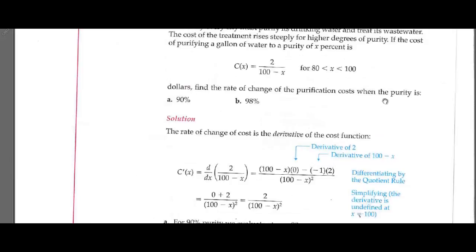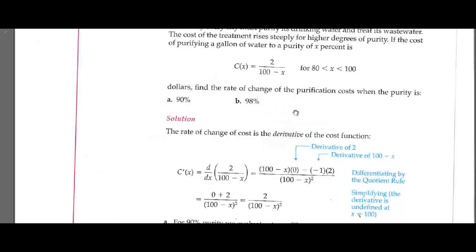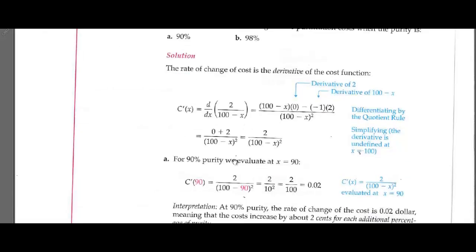And it says find the rate of change when the purity is 90%. Okay? And sometimes you're like, how do I know if I keep it a percent or a decimal? Well, look at the problem. It says if the cost of purifying a gallon of water to a purity of x%. So you have to know that x is in terms of percent. So we're going to keep this as 90. Okay? So what you can do is plug 90 into what you got for the derivative, and you get 0.02.